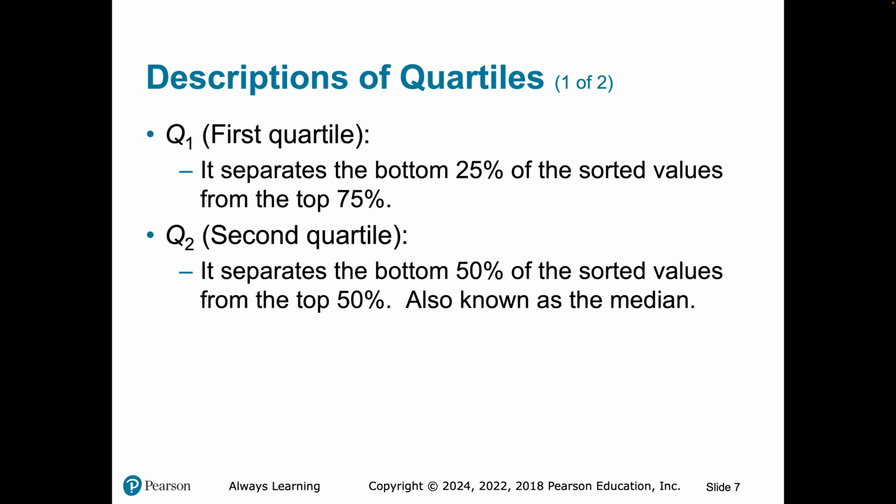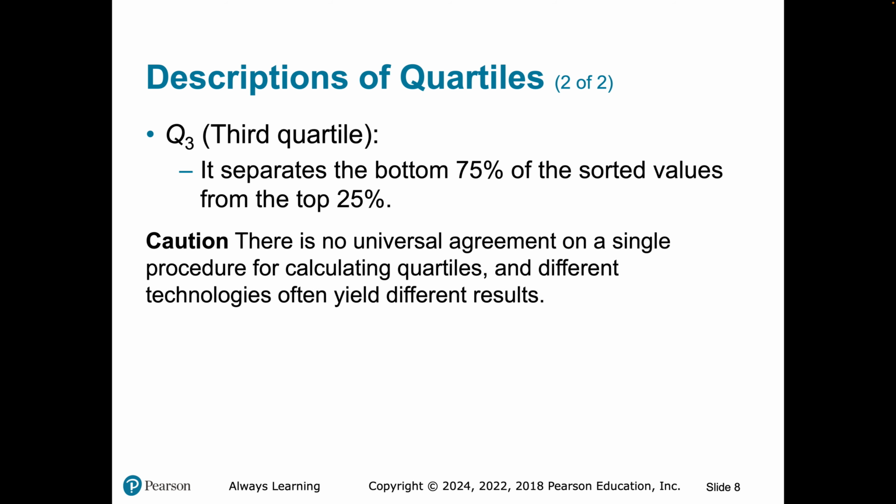The first quartile separates the bottom 25% from the top 75%. Again, you have to visualize that our numbers are sorted from lowest to highest. Q2, also known as the median, separates the bottom 50% from the top 50%. And Q3 separates the bottom 75% from the top 25%.